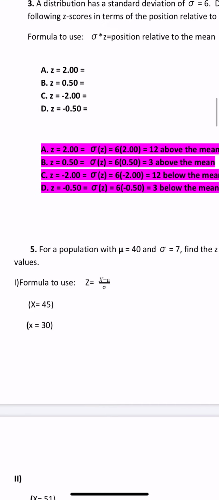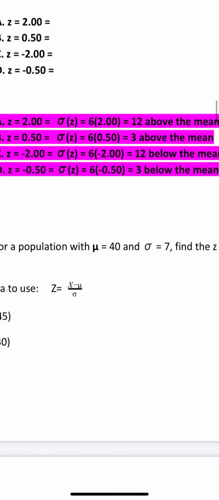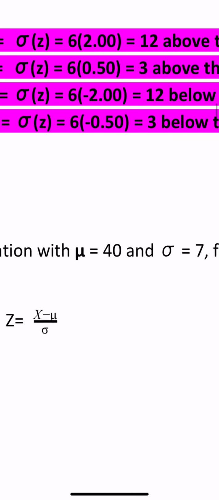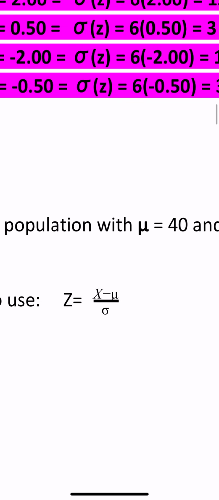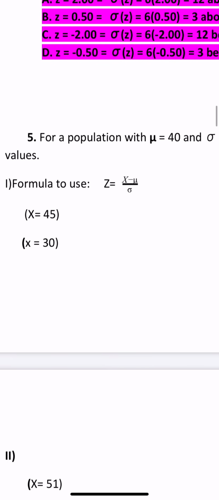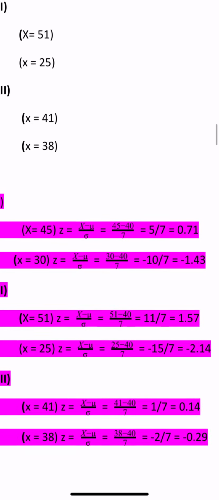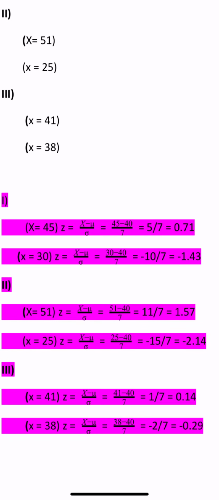So all you do here is plug in 40 for mu, 7 for standard deviation, and then you plug in all these x values for each question. So as you can see here, you just plug it in. So 45 minus 40 divided by 7, right? Comes out to 5 divided by 7, which is 0.71, and so on down. So it's 30 minus 40 equals negative 10 divided by 7 equals negative 1.43.